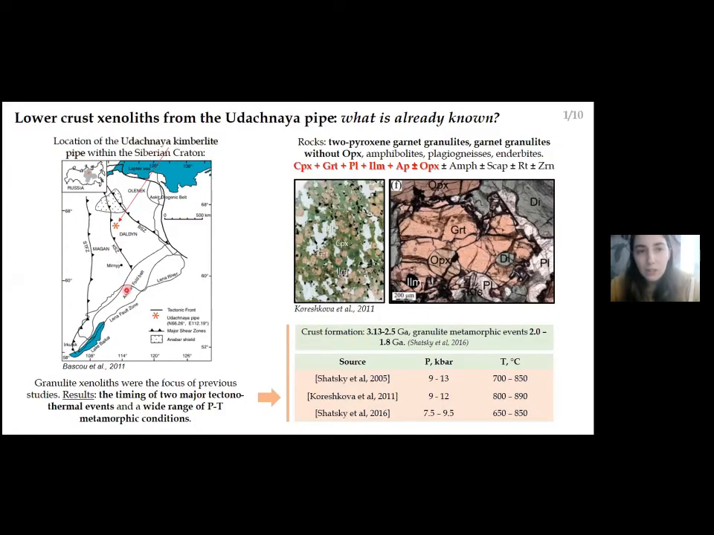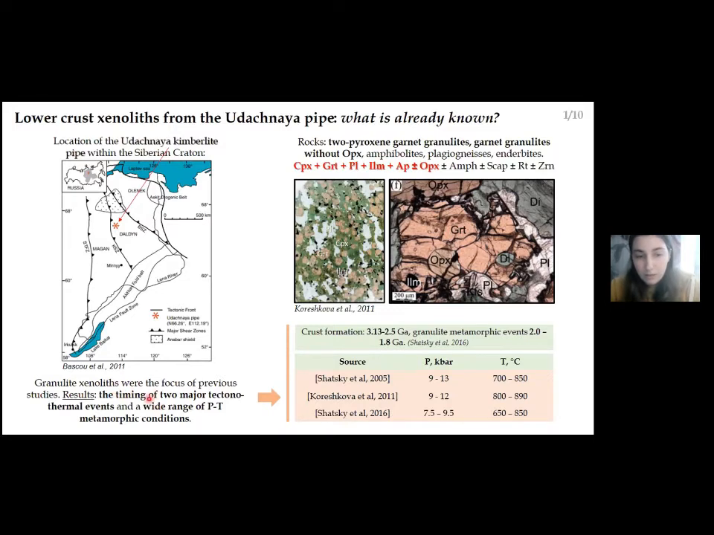The Udachnaya kimberlite pipe is located within the Siberian craton in the Daldyn terrane, and these xenoliths were the focus of previous studies. So we know these rocks are garnet granulites, amphibolites, plagioclase, and eclogites. First of all, the main result of previous studies is the timing of two major events: crust formation during the Neoarchean and a metamorphic event during the Paleoproterozoic, associated with the amalgamation of the craton.